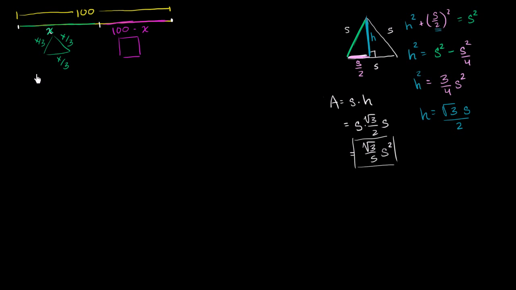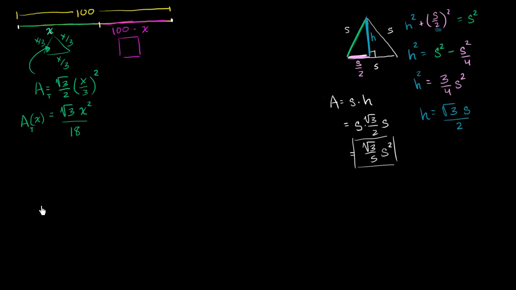So based on that, the area of this thing right over here is going to be equal to square root of 3 over 2 times s squared. Well, what's the length of one of our sides? It's x over 3. So we're going to square x over 3. So this is going to be equal to square root of 3 times x squared over 3 squared, which is 9, times 2, which is 18. So that is the area of our triangle, let me write a sub t. So area of our triangle as a function of x.